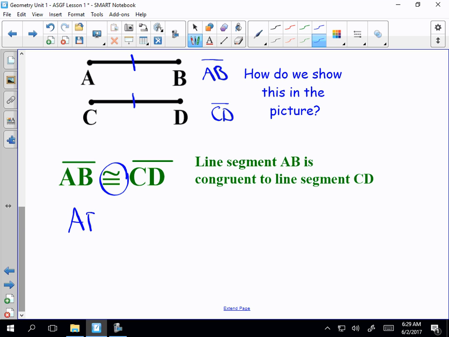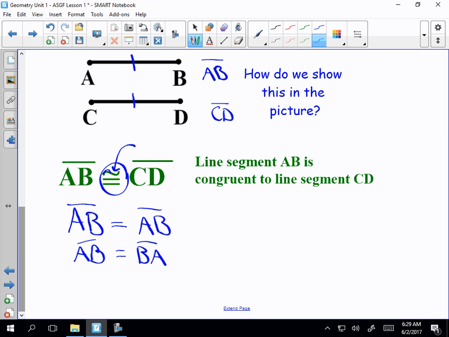So if we wanted to make an equality statement here, we can't use CD. We could say segment AB is equal to segment BA. We could do an equality statement with the same thing, but as soon as we're talking about two different objects, if we're talking about the segments, we have to use the congruent symbol, which is that additional piece on the equal sign.